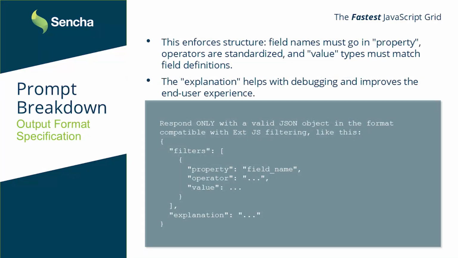Then, like we said, we're gonna specify the output format. And as you can see, I'm saying respond only with a valid JSON object in the format compatible with XJS. And then I'm specifying the example. It says filters, it's got an array, and it's gonna say property with the field name, operator, of course with the operator, value, and some explanation. The explanation, I can omit it. It can be useful, but right now I'm just going to not use it.